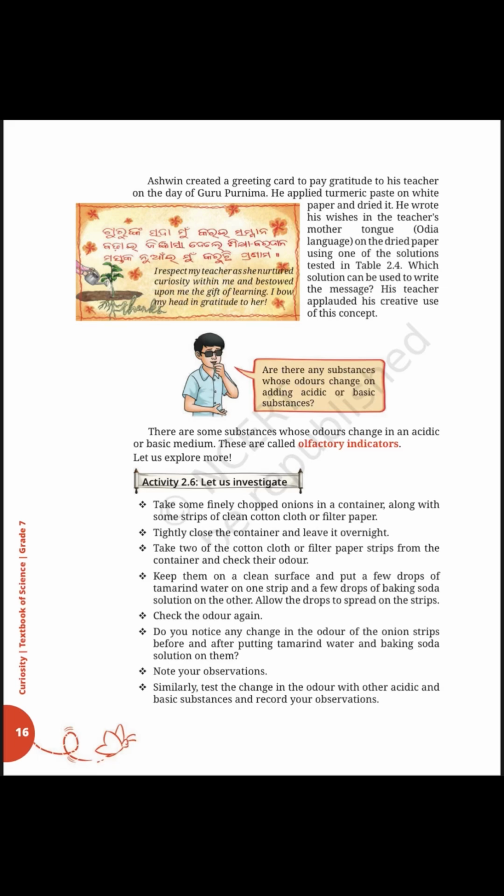Check the odor again. Do you notice any change in the odor of the onion strips before and after putting tamarind water and baking soda solution on them? Note your observation. Similarly, test the change in the odor with other acidic and basic substances and record your observations.